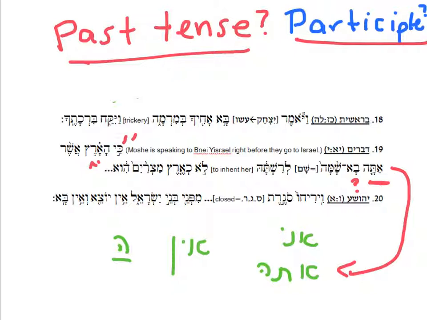Lo ke'aretz Mitzrayim, she is not like the land of Egypt. It is not like the land of Egypt. This land is not like the land of Egypt. Remember, Eretz is feminine. Okay, so here we have a participle.